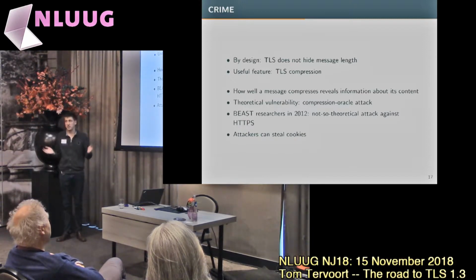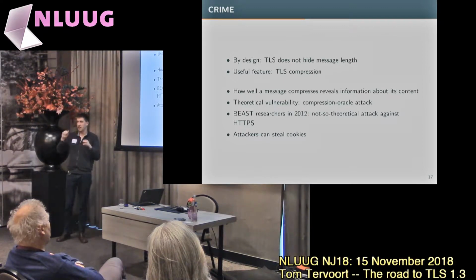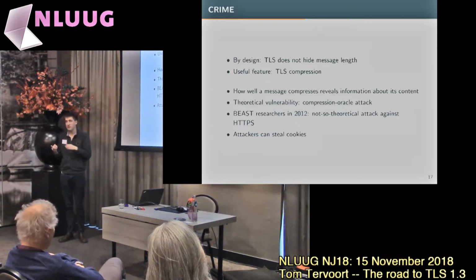Because when you compress a message, how well it compresses, how small the message becomes, depends on some information within the message. So for example, if you've got a string AAAA, it will compress a lot stronger because there's a lot of redundancy than when you've got a random string of random bits. So there was a theoretical vulnerability.